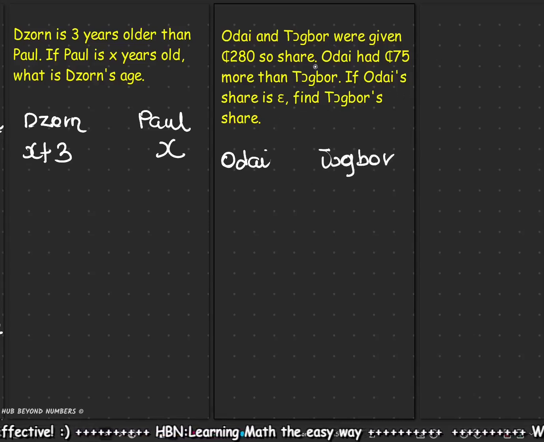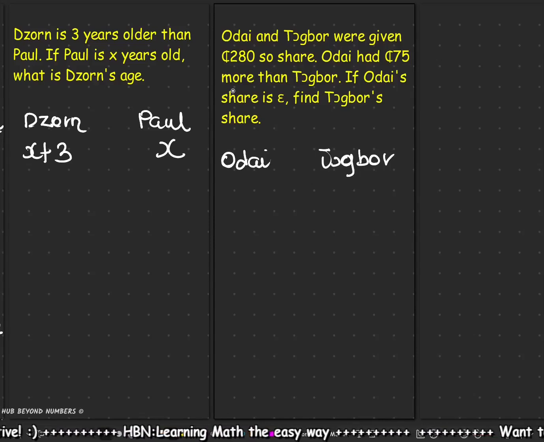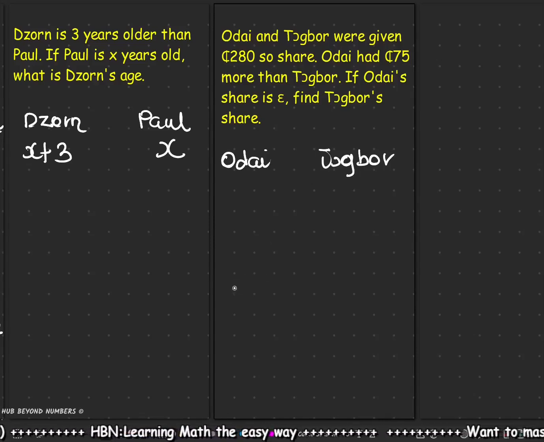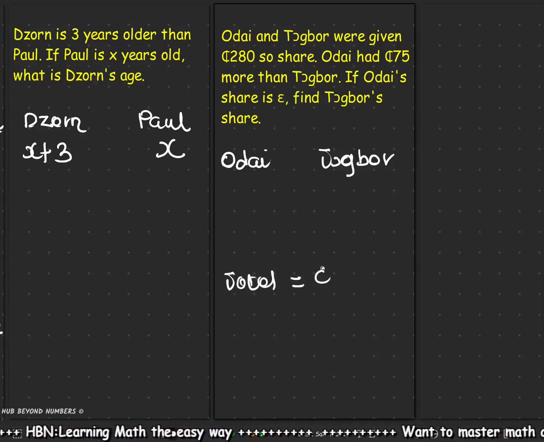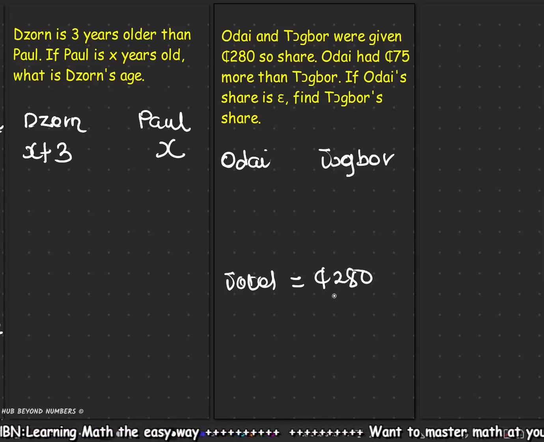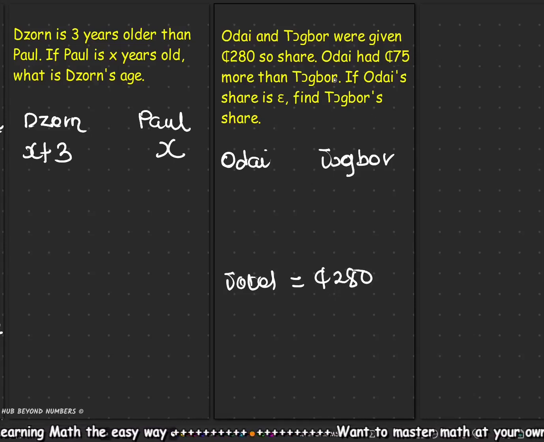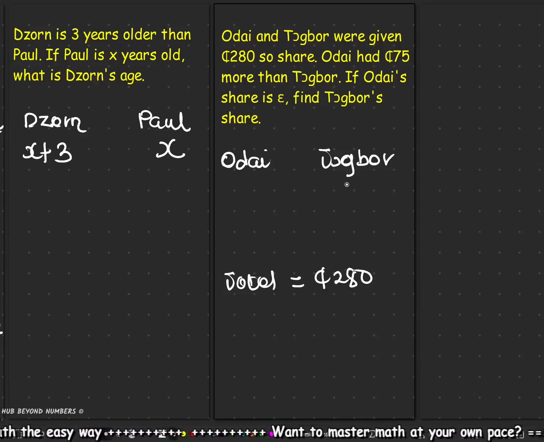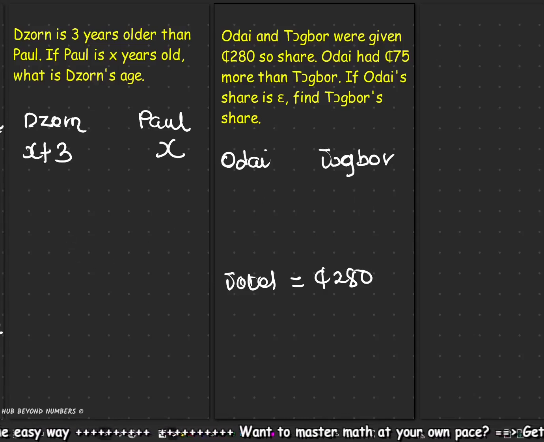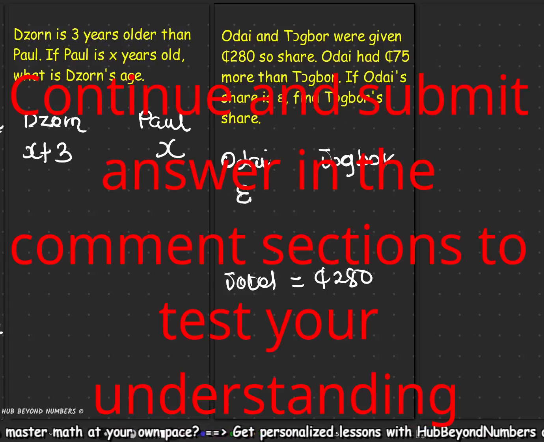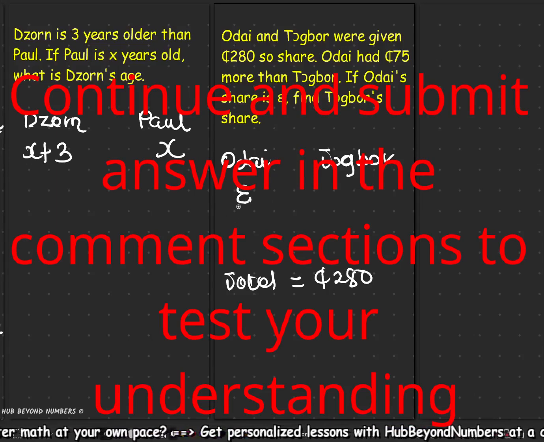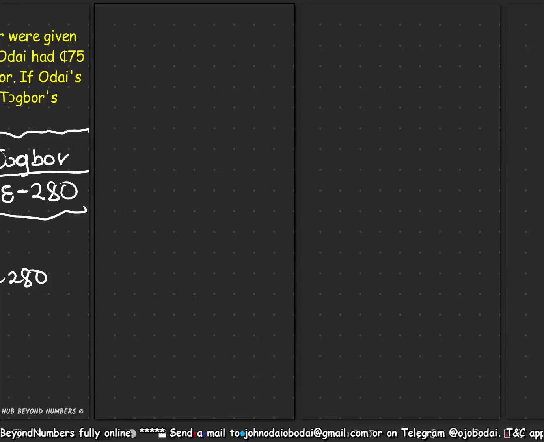Now we are being told that the total amount they were given was 280. So let's write that here. The total is 280 cedis. Odai had 75 more than Togbo. Do we know what Togbo had? We don't know. But what we do know is that A represents Odai's share, and we don't know Togbo's own.